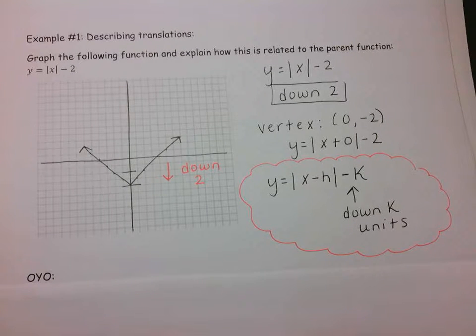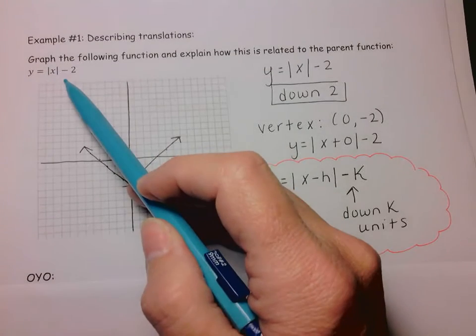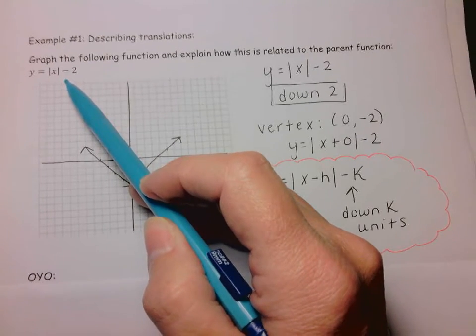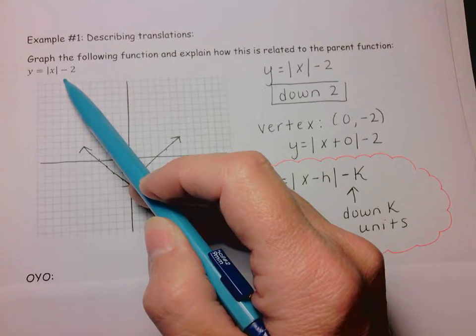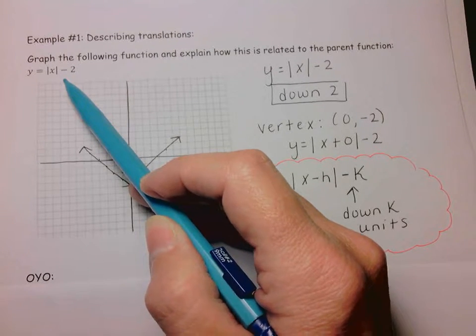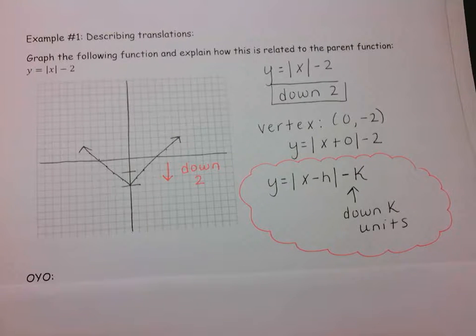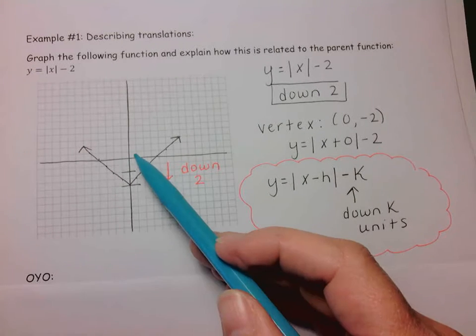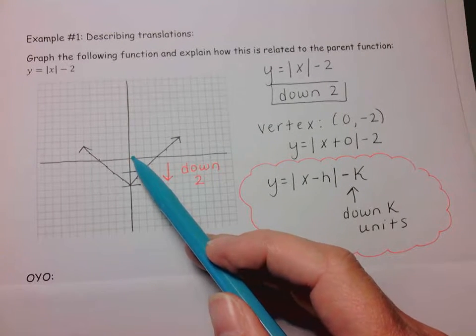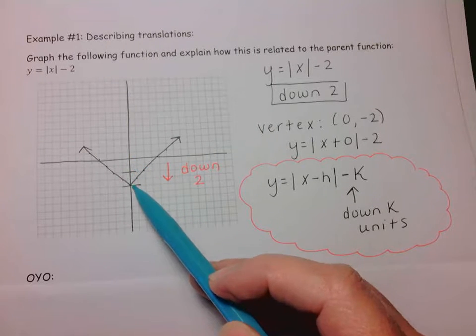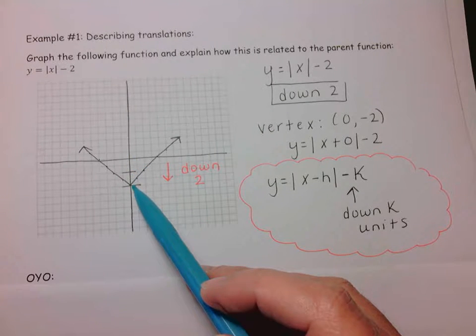So let's start with vertical translations. I can look at this equation and I know that the vertex is going to be shifted down 2 units from the parent function. The vertex of the parent function, remember, is at 0, 0, and this graph is just going to be shifted down 2 units. So how do I know that? Just by looking at it.